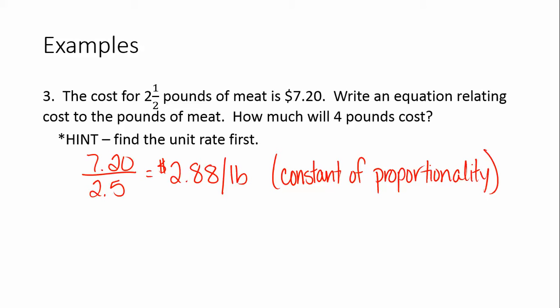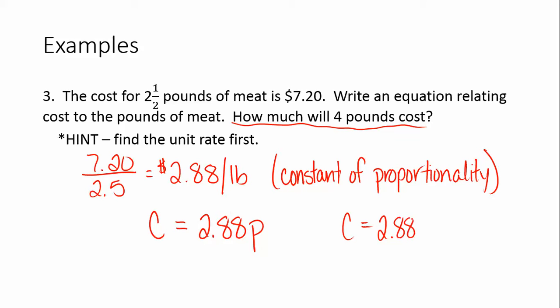So when we write our equation, we're relating the cost to the pounds. So how much will it cost if the meat is $2.88 per pound? And we'll use P for pounds. So now if I buy 7 pounds, I just plug in a 7. If I buy 52 pounds, I'd plug in a 52. The question here that we are also asked to answer is how much will 4 pounds cost? So that would be C equals 2.88 times 4. 2.88 times 4 is $11.52. So it would cost $11.52 for 4 pounds of meat.